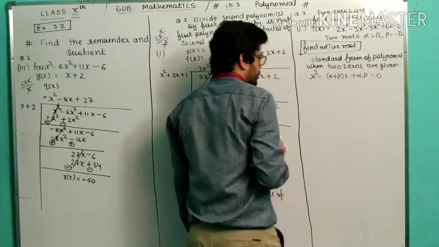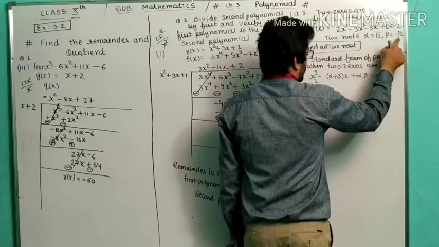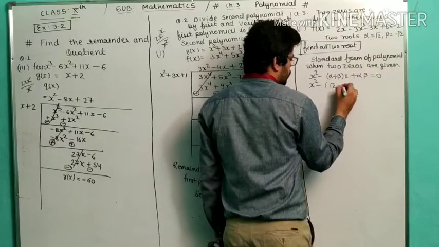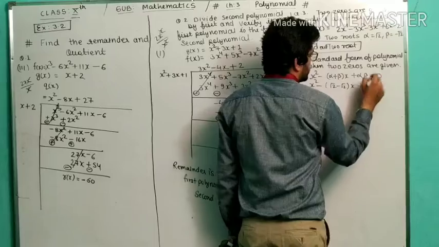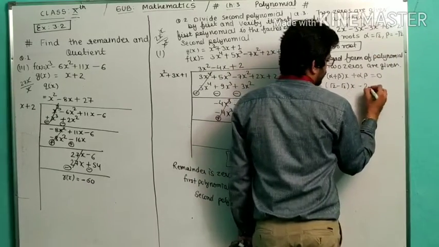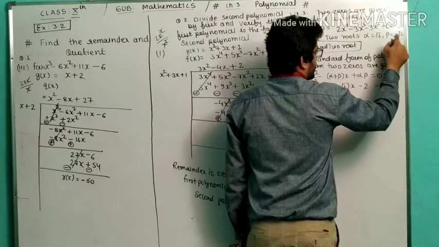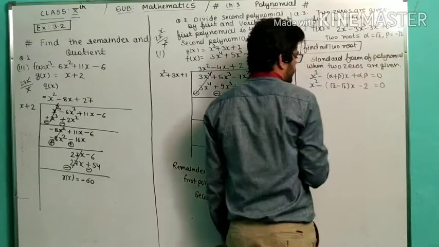So what is the value of alpha? The values are root 2 and minus root 2. So x square minus (root 2 minus root 2) into x plus root 2 into root 2, which is 2. The sign is negative, so this is minus 2, equal to 0.